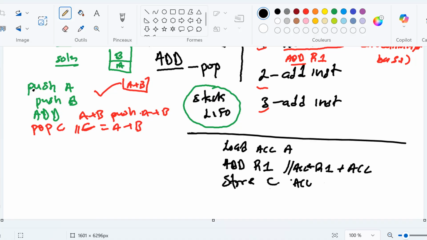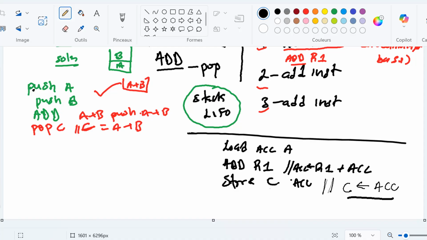Good. So let me just continue. So this next instruction here means what? It means that C takes the content of the accumulator. So that's the meaning of that. Perfect. So this is the one address.